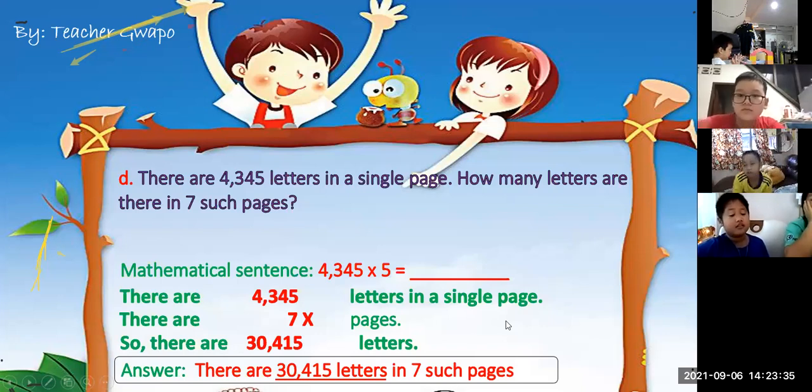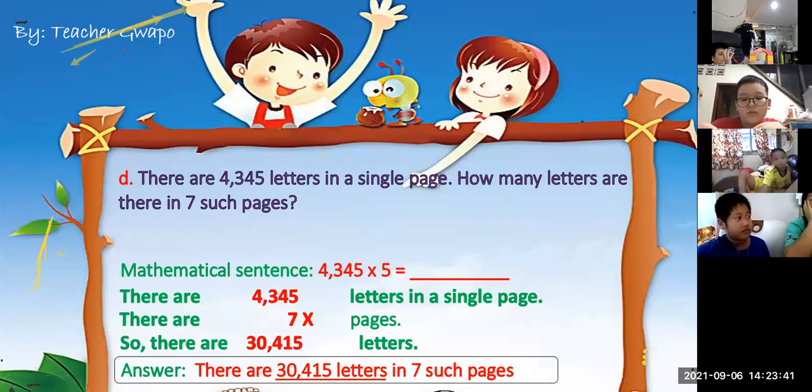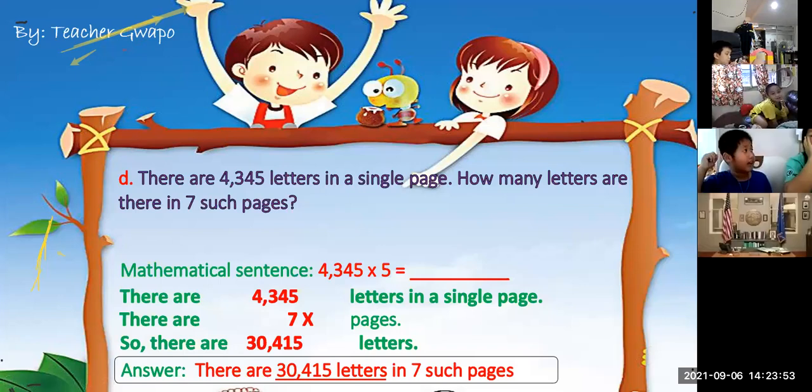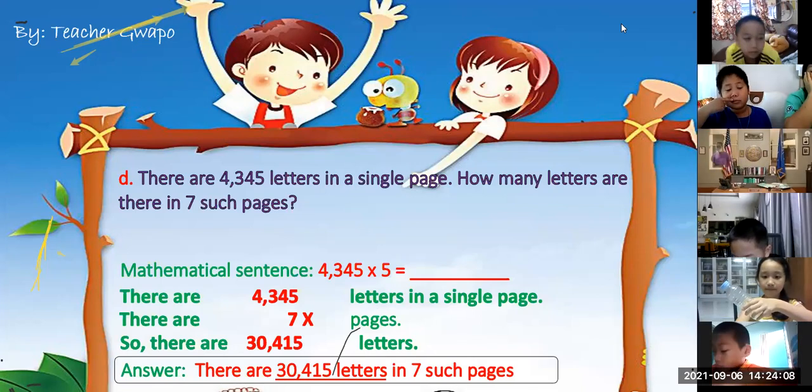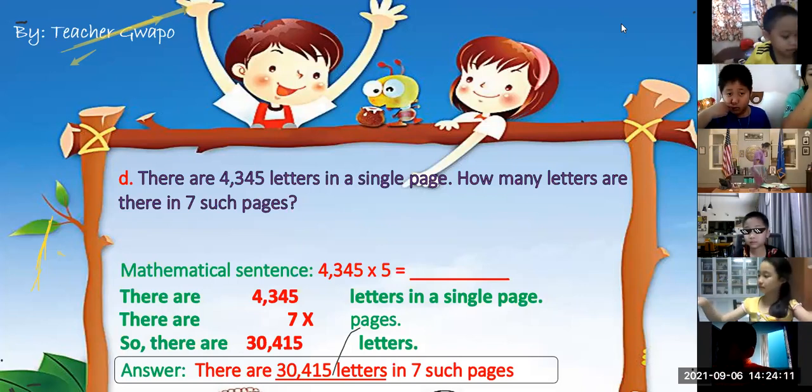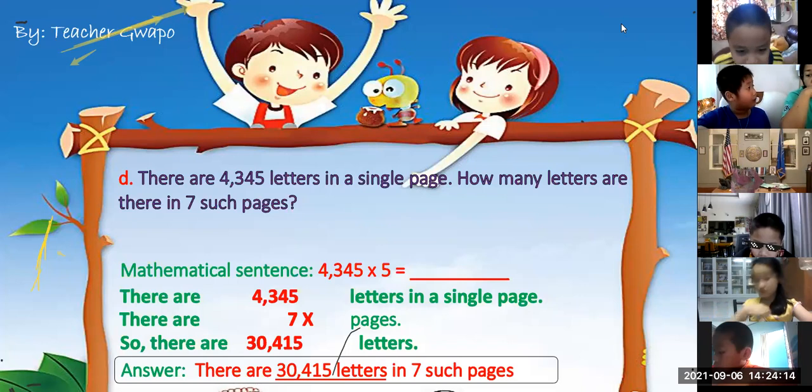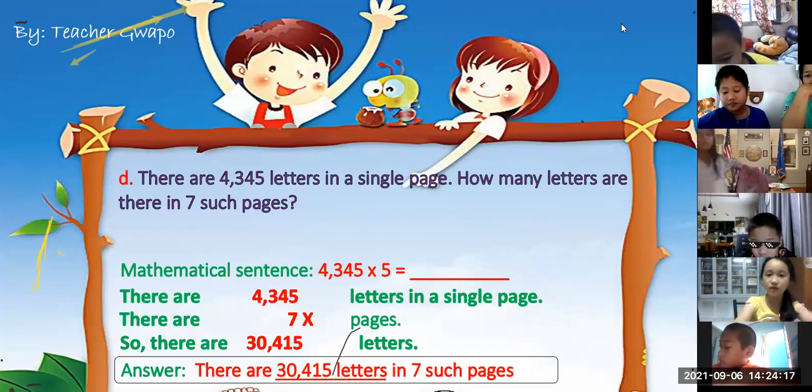Okay, now letter D. What is letter D all about? In letter D, it's about the letters. How about letter E? There are 469 mangoes in a box. If there are 8 such boxes, how many mangoes are there altogether?